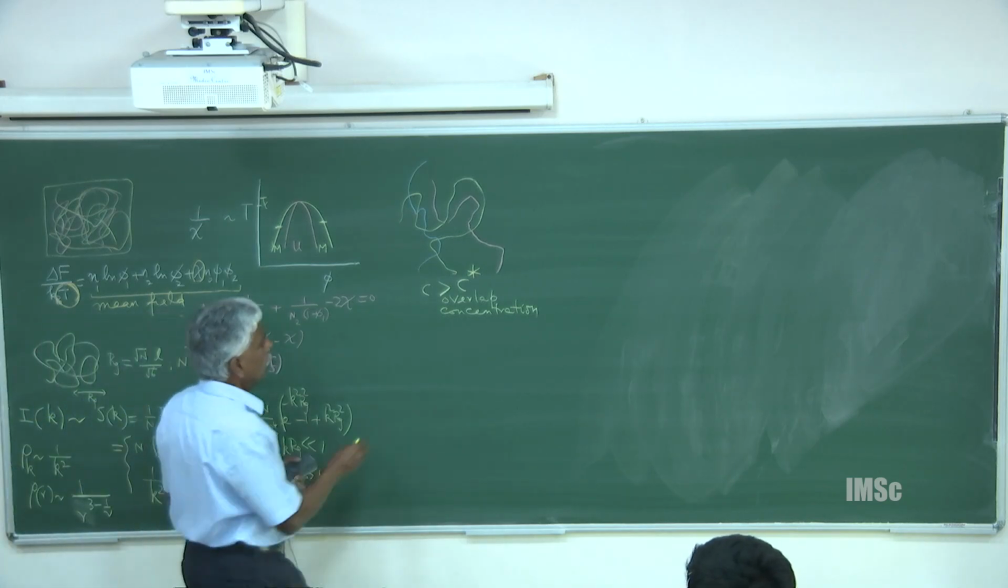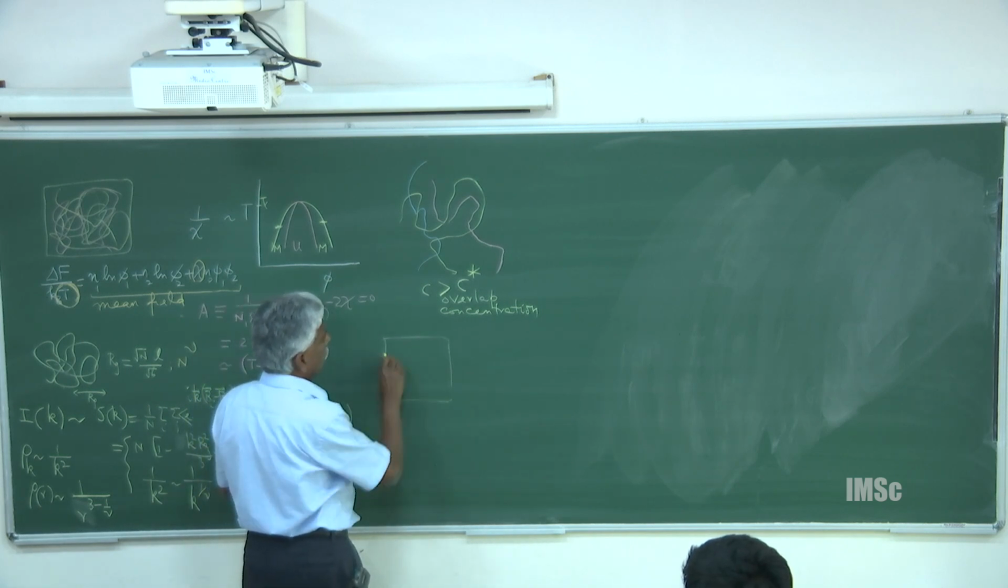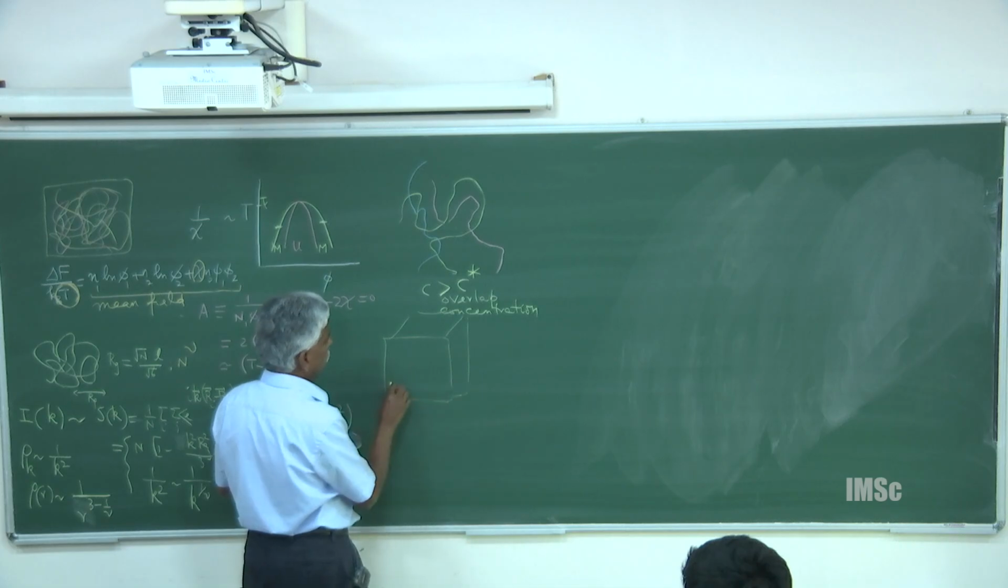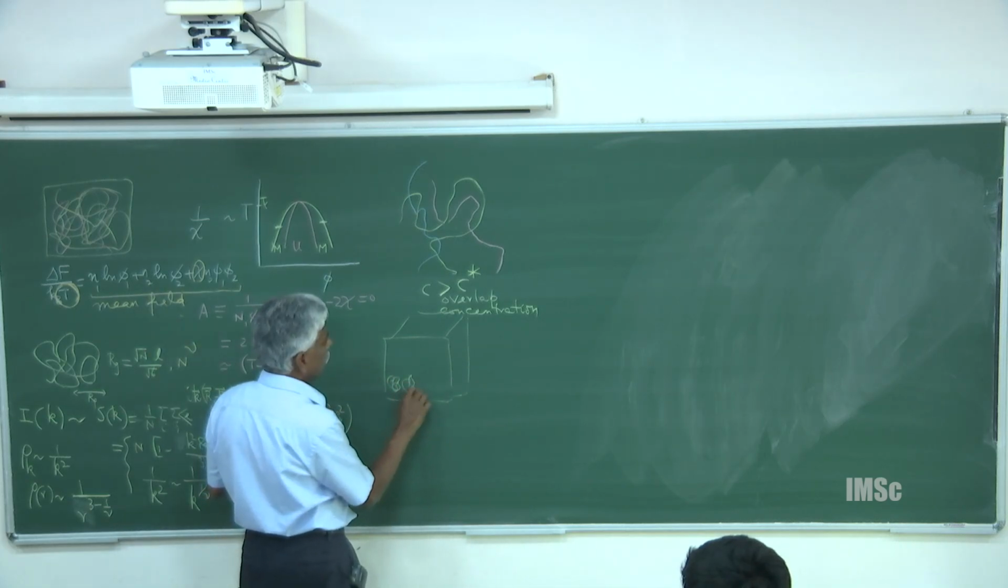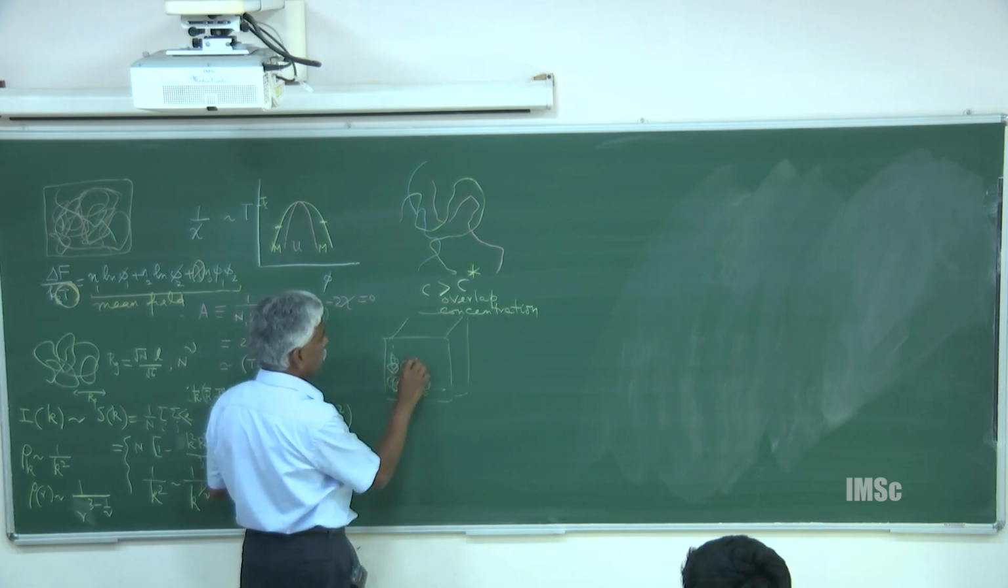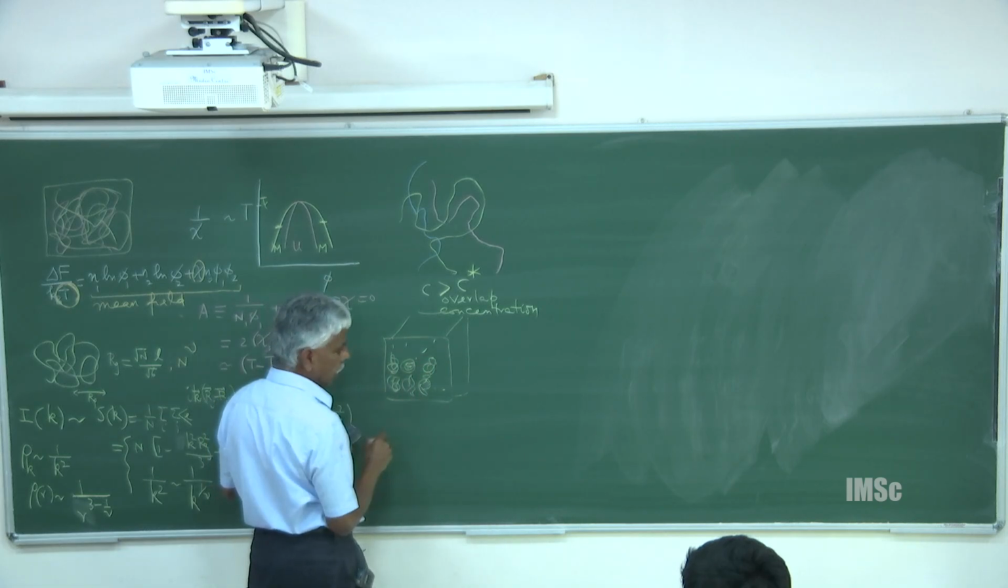Imagine I have many chains. I have n chains. Let me take a box. There are n chains. This is one chain in here with some radius of gyration. Another chain is in here, another chain is in here, and on and on.